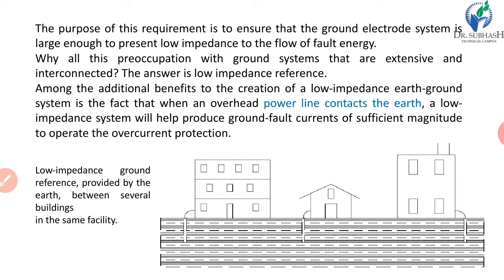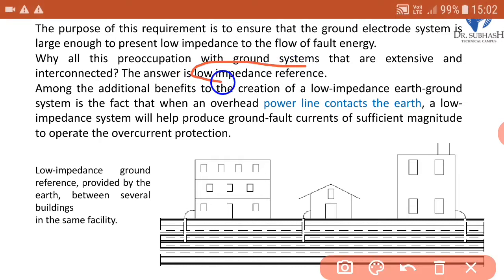Why all this preoccupation with ground systems that are extensive and interconnected? The answer is low impedance reference. Because of this, we are doing all these things. Among the additional benefits to the creation of a low impedance earth ground system is the fact that when an overhead power line contacts the earth, a low impedance system will help produce ground fault currents of sufficient magnitude to operate the overcurrent protection.